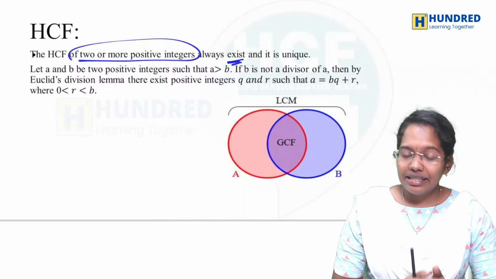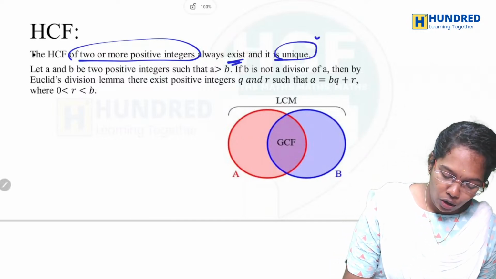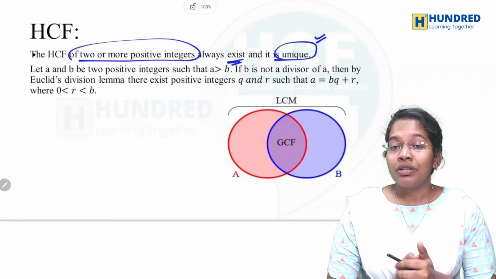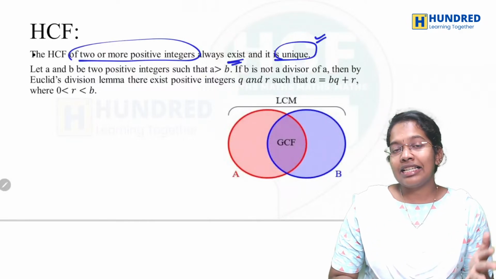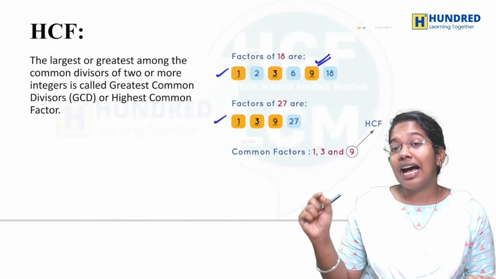Why are they telling this, that HCF will always be unique? Why is it so? Because, see, here we are saying that it is the highest number.